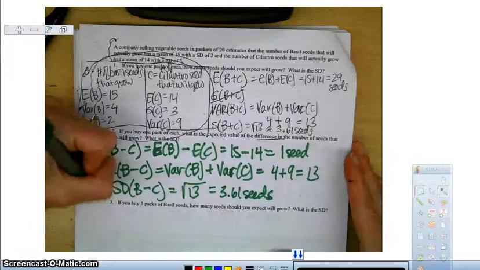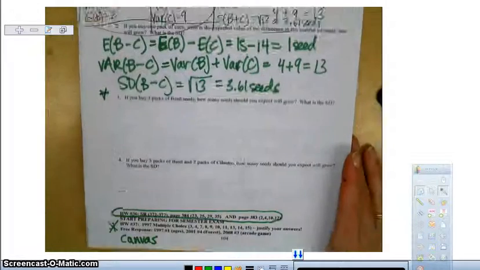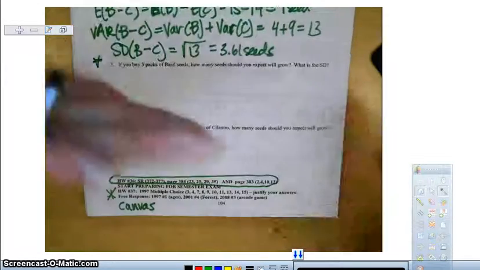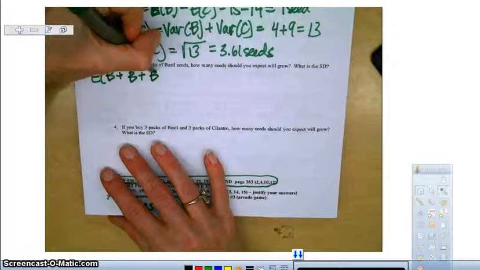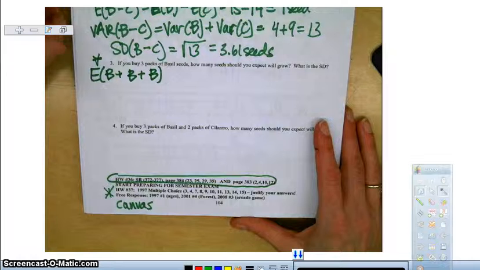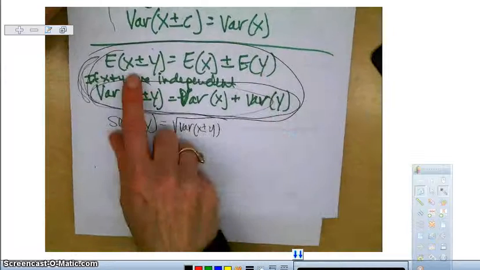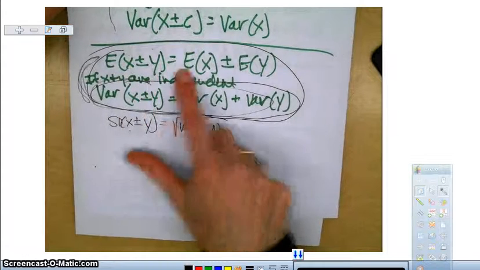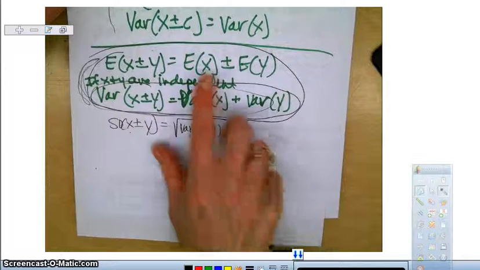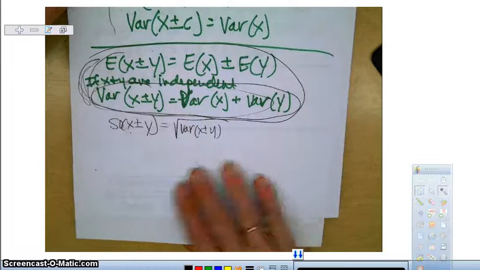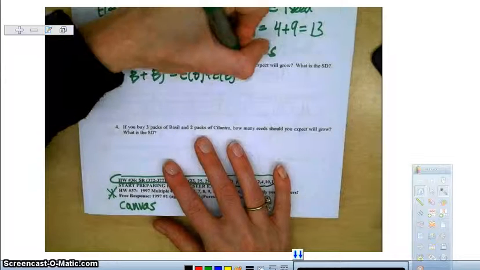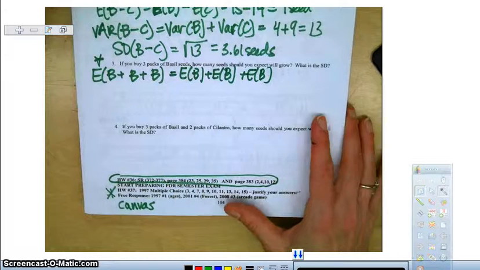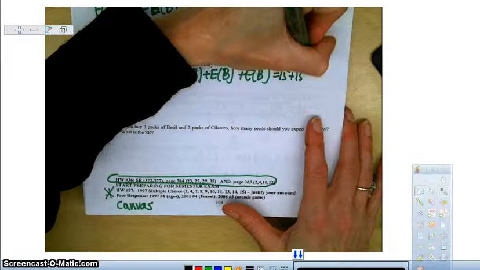All right, so now what happens if I buy 3 packs of basil seeds? Now this is like adding 3 random variables. So this would be the expected value of basil plus basil plus basil. All we're doing is using this same formula, but instead of just x plus y, we have x plus y plus z. We're just adding 3 things. The same thing applies whether you have 2 or 3 random variables. So this would just be the expected value of basil plus the expected value of basil plus the expected value of basil, which would be 15 plus 15 plus 15.